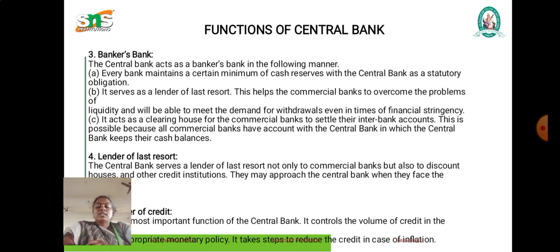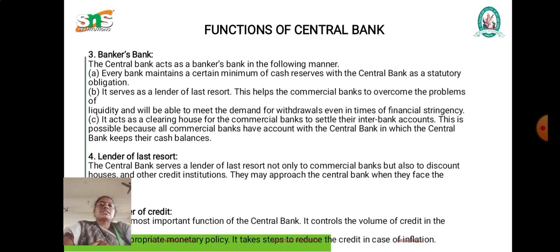Bankers' bank. The central bank acts as a bankers' bank in the following manner. Every bank maintains a certain minimum of cash reserves with the central bank as a statutory obligation. It serves as a lender of last resort. This helps the commercial banks to overcome the problems of liquidity and to meet the demand for withdrawals even in times of financial stringency.